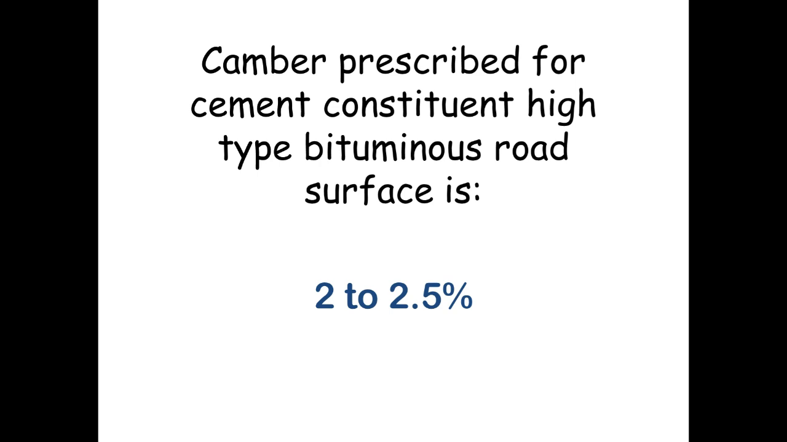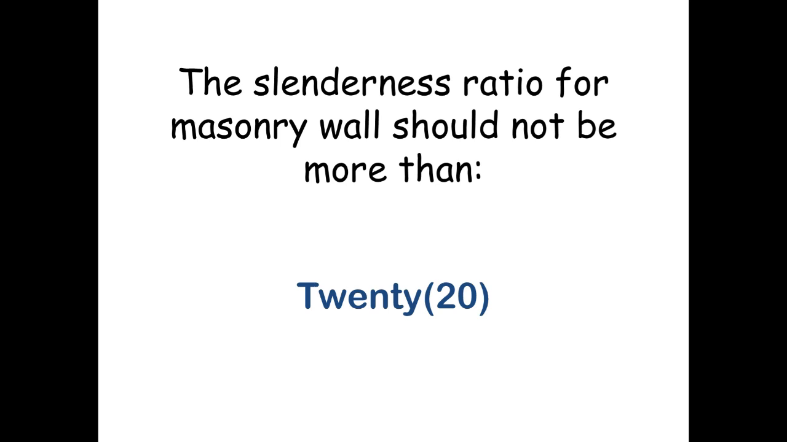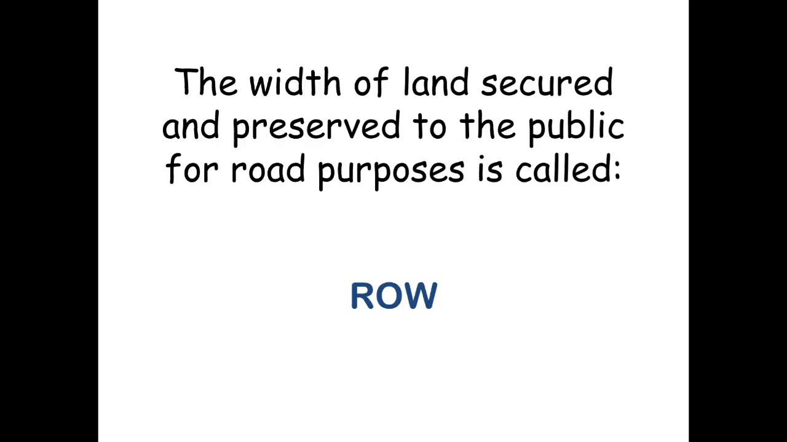Camber prescribed for cement concrete and high type bituminous road surface is 2 to 2.5%. Strength of wind is measured with the help of Beaufort scales. The slenderness ratio for masonry wall should not be more than 20. The width of land secured and preserved to the public for road purposes is called right of way.